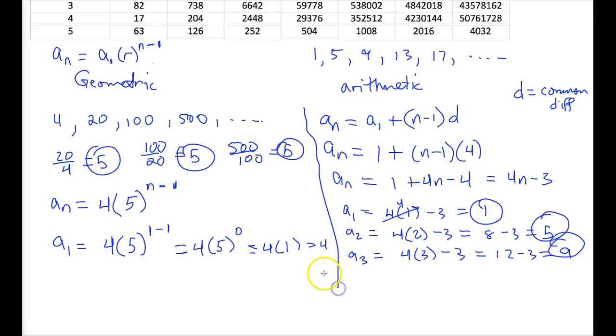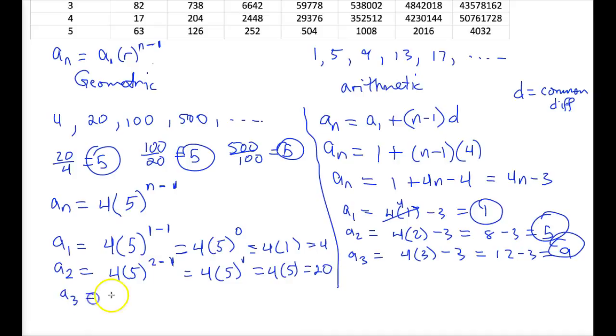Now let's make some separation. For the second term in the sequence, the only thing that's different now is that we put a 2 here instead of 1. And of course now we know that 2 minus 1 is 1, and anything raised to the 1 power is itself. And so that's how we get 20. And then when we plug in 3, same kind of thing. That didn't go so well, but we'll clean it up.